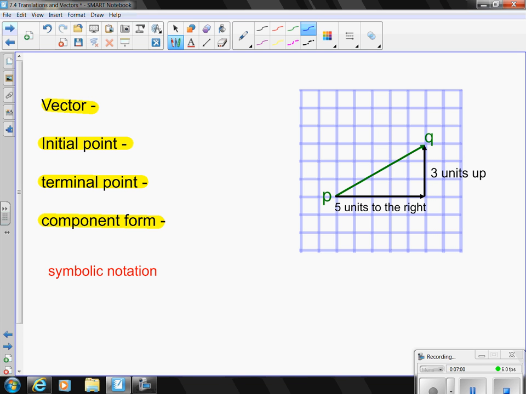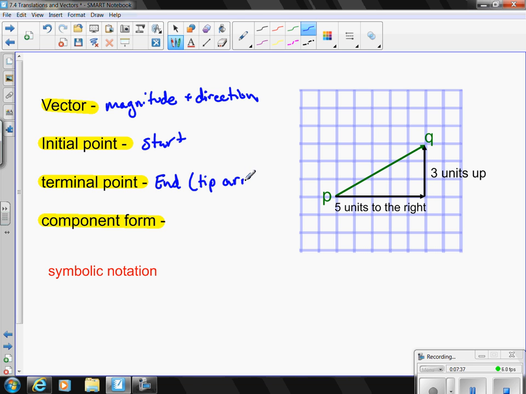But a vector has a magnitude and direction. So magnitude is how far it's going. It's going this far and in this direction, in the direction of this arrow. The initial point is kind of like the same thing for a ray. Initial point is the start. Terminal point is the end, and that has to be the tip of the arrow.